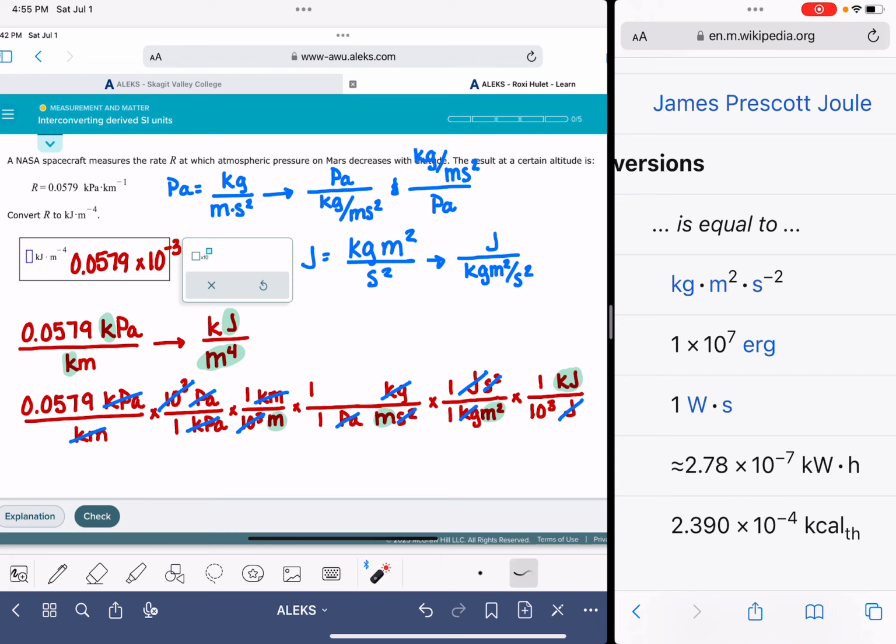I guarantee ALEKS won't like you entering it in this particular format, but I don't think it'll mark it wrong. But it probably would be wise to enter it in a traditional scientific notation format just to keep ALEKS from being too cranky.